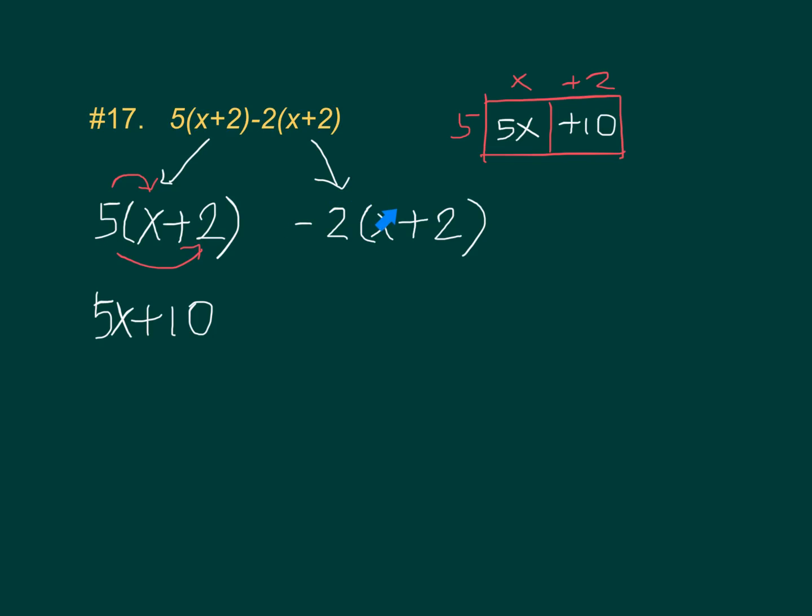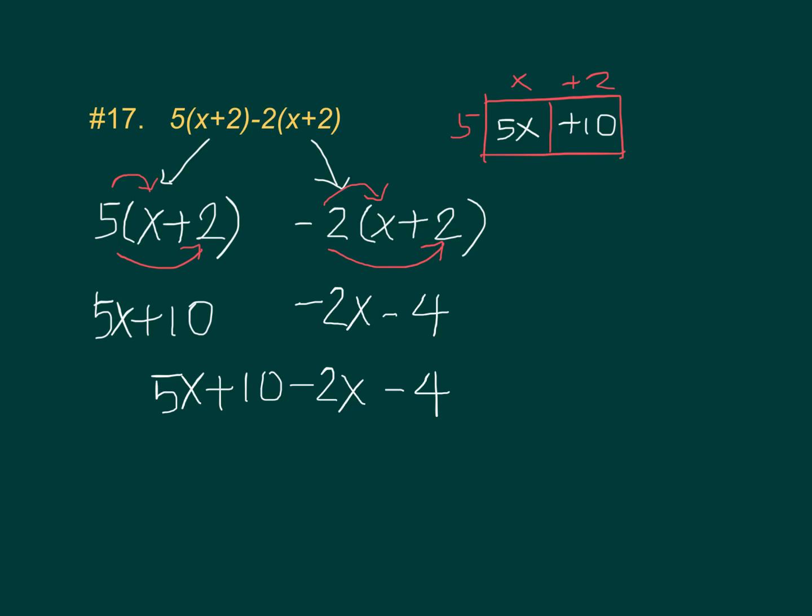And now the next expression is a little trickier, but you do it the same way. So you have negative 2 times x, and then negative 2 times positive 2. Negative 2 times x gives you negative 2x. Negative 2 times positive 2 is negative 4. Okay, so now you can just put these two back together. There's no special sign that you have to change or anything. So I'm just going to rewrite them together. 5x plus 10 minus 2x minus 4.